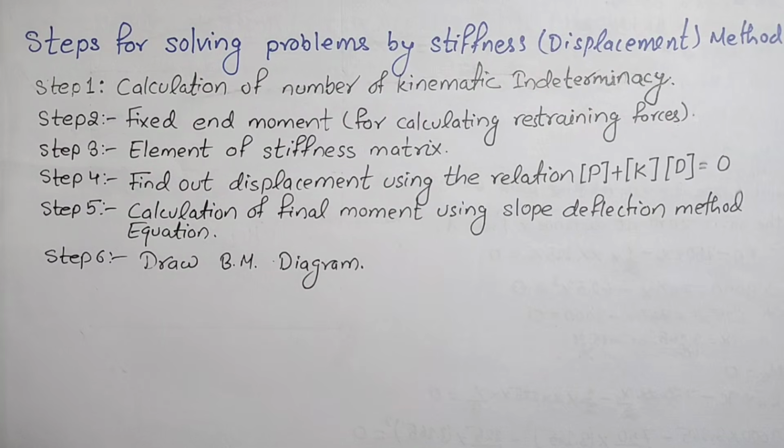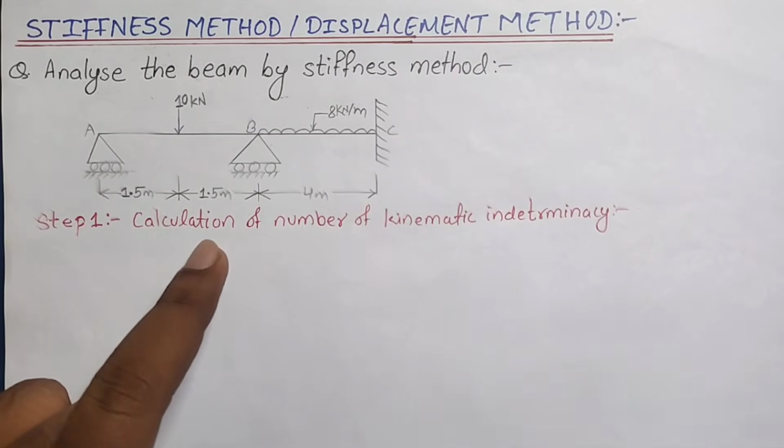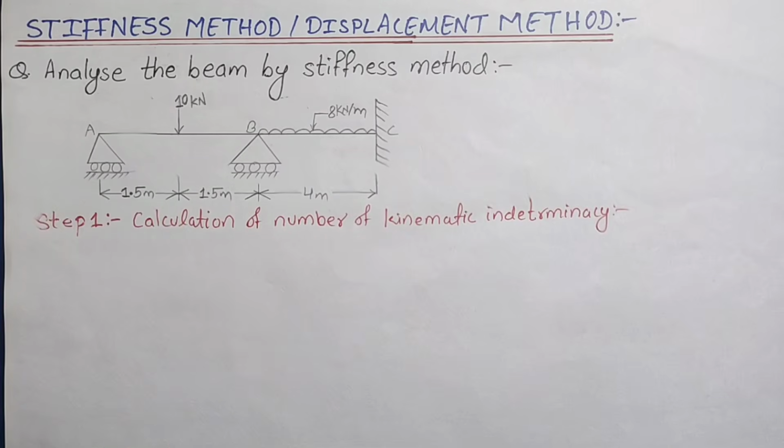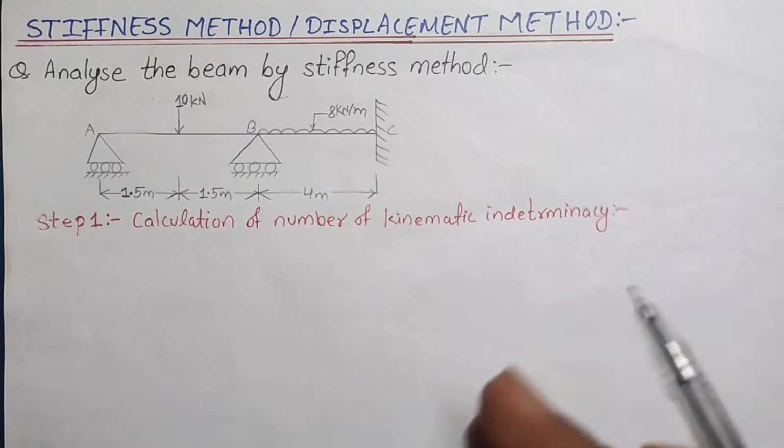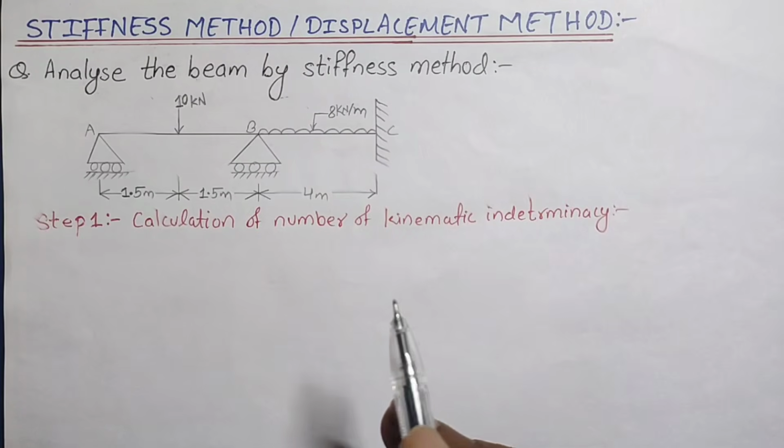So here is step 1, in which we will be calculating the number of kinematic indeterminacies. Before calculating the kinematic indeterminacy, let's look at the concept of different types of supporting conditions. Before moving toward the loading or reaction components of the different types of supports, let's first have a look at our question.